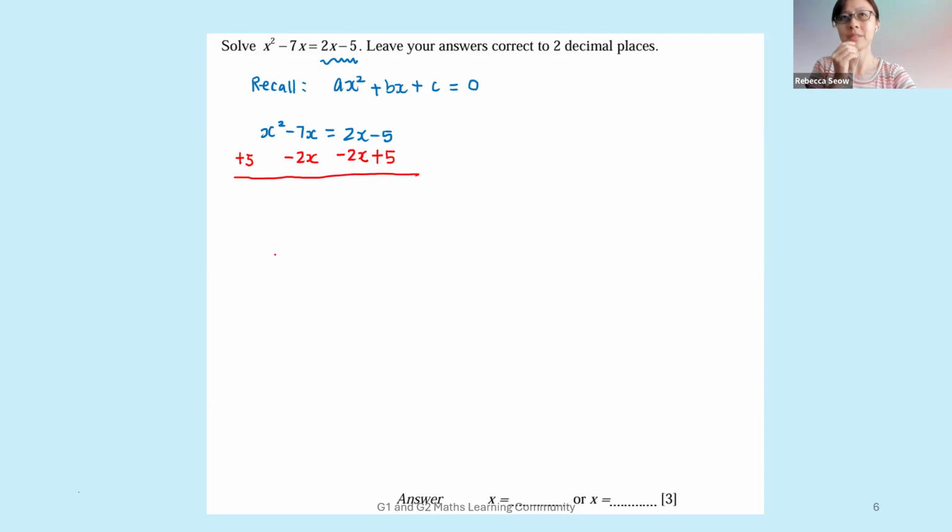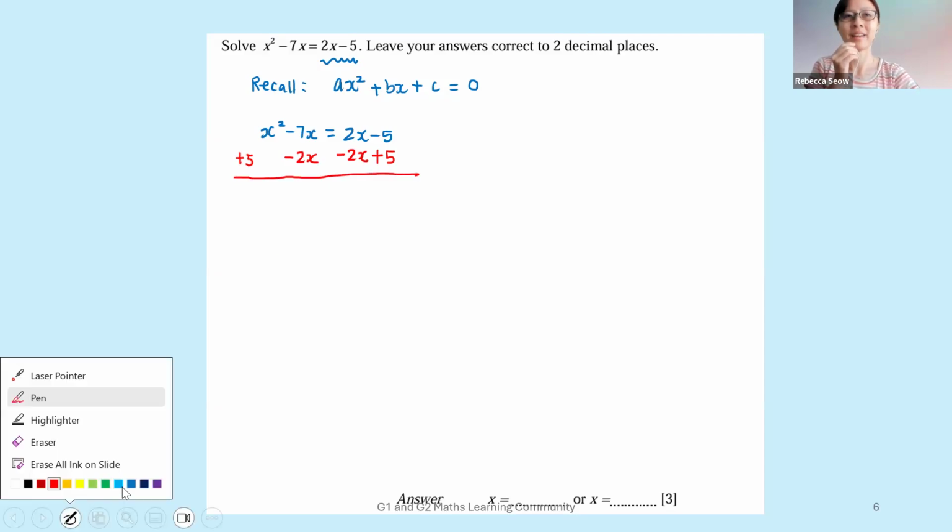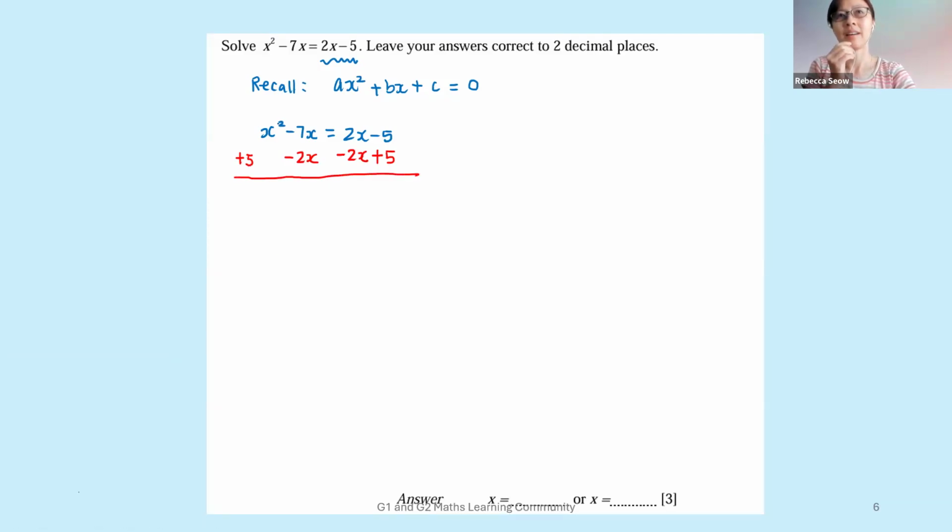Now, what are we left with? On the left-hand side, there remains x squared. So I'm going to bring x squared down. On the left, we have negative 7x, take away 2x, so I'm actually taking away 9x. And of course, we added a 5 to the left.